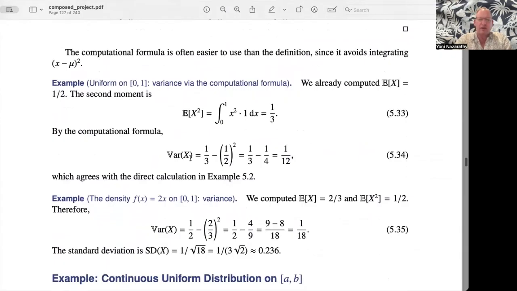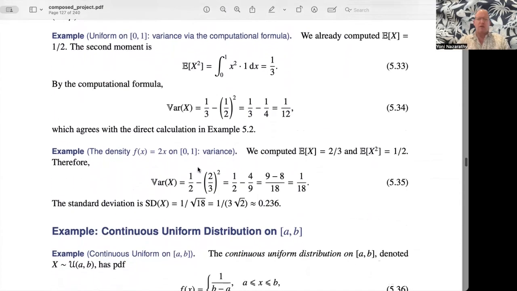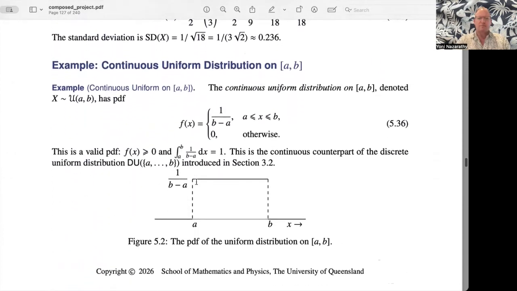So here you could again see the variance of a uniform. For example, the second moment happens to be a third, and then you take a third minus the half, which is the mean squared. That happens to be a 12th. Okay, and here's another example.